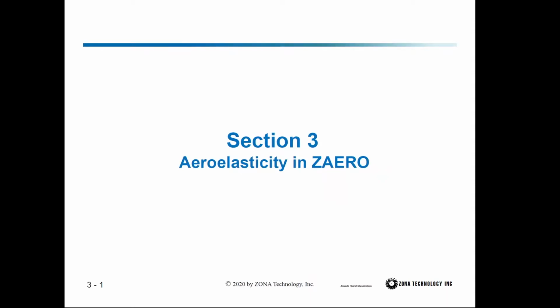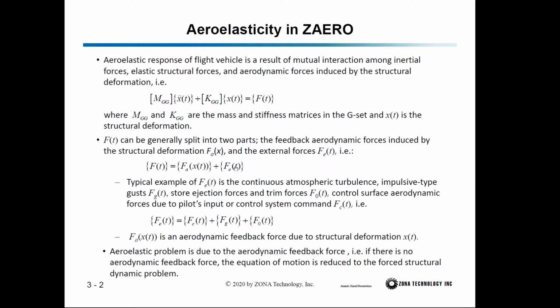Section 3, Aeroelasticity in ZAERO. Aeroelastic response of a flight vehicle is a result of a mutual interaction among inertial forces, elastic structural forces, and aerodynamic forces induced by the structural deformation, as shown in this equation, where M_GG and K_GG are the mass and the stiffness matrices in the G set, and x is the structural deformation, also in the G set.